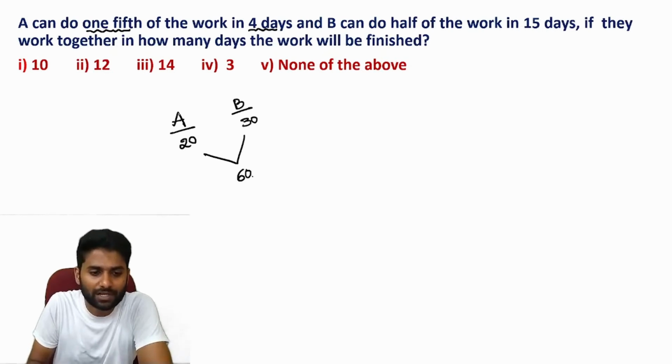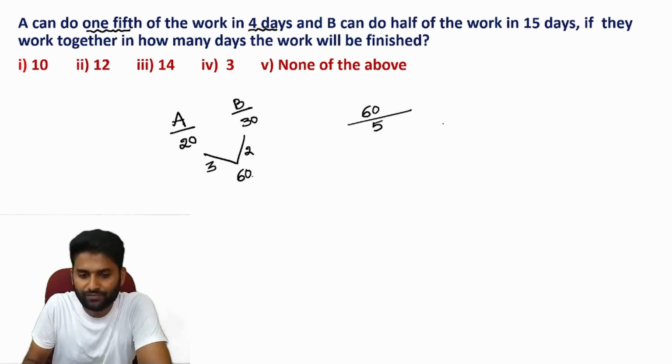60 units of work completed by A in 20 days. Now A completed 3 units per day. B completed 2 units per day. Now we have to finish 60 units. Now we are placing A and B together in that work. If A, B together, they will finish 5 units. For 60 units, it takes exactly 12 days.